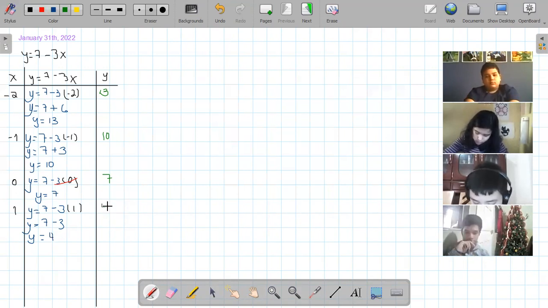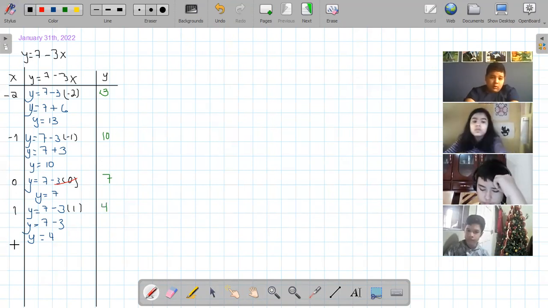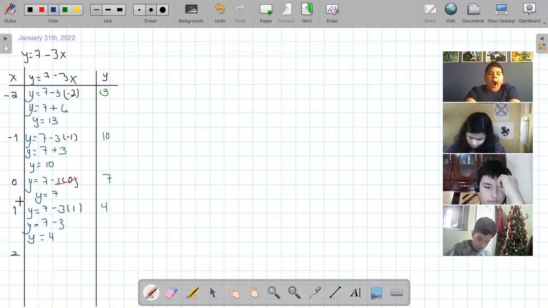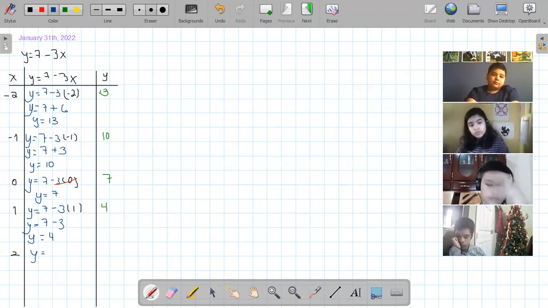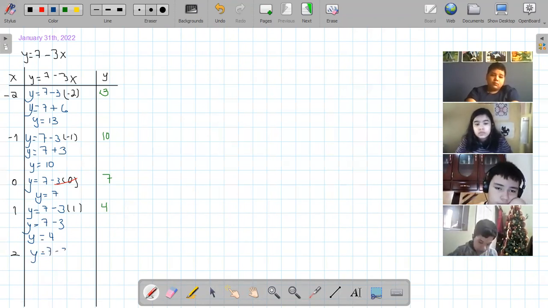Do you see a pattern over here? Yes, they are all positive. They are all positives, exactly. What else? What would be the other pattern that you can see over there? They're counting by 3. Exactly, we're decreasing by 3.